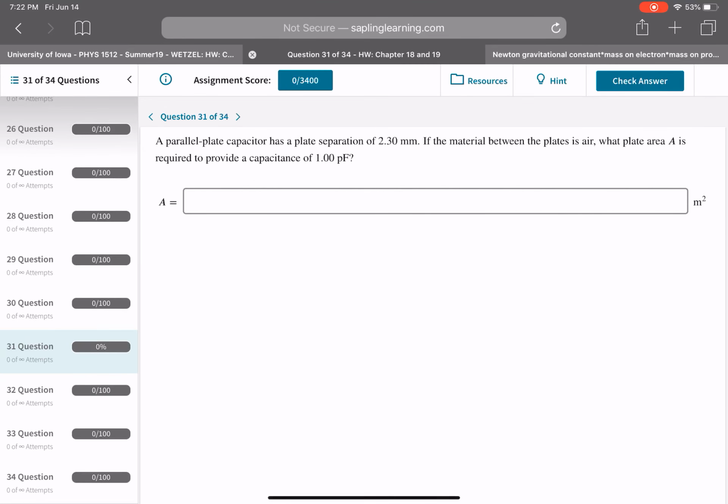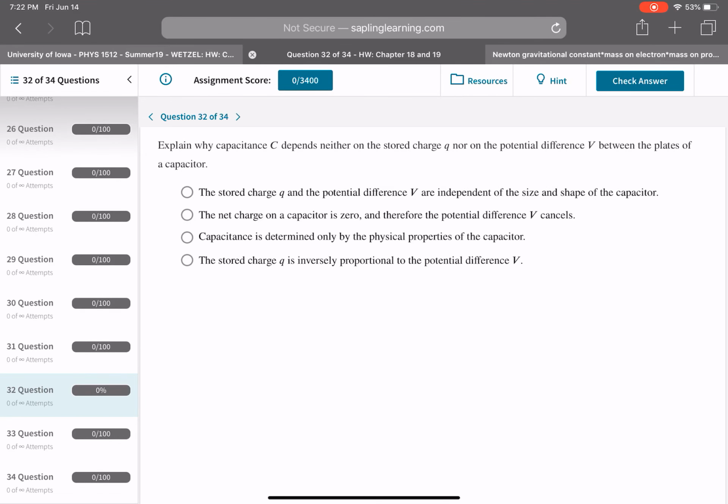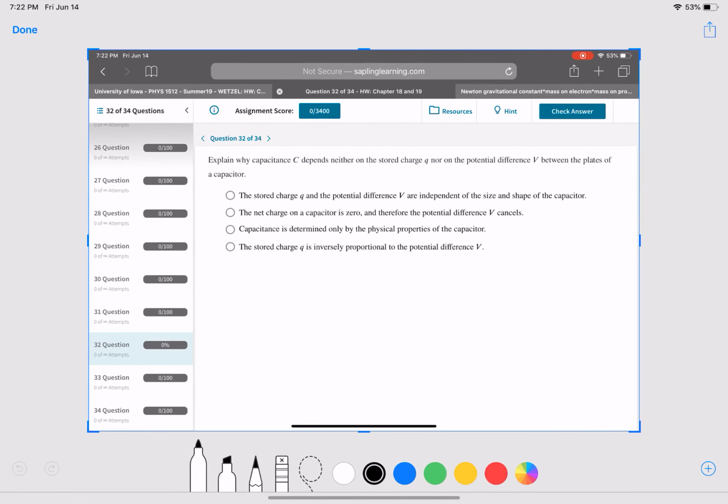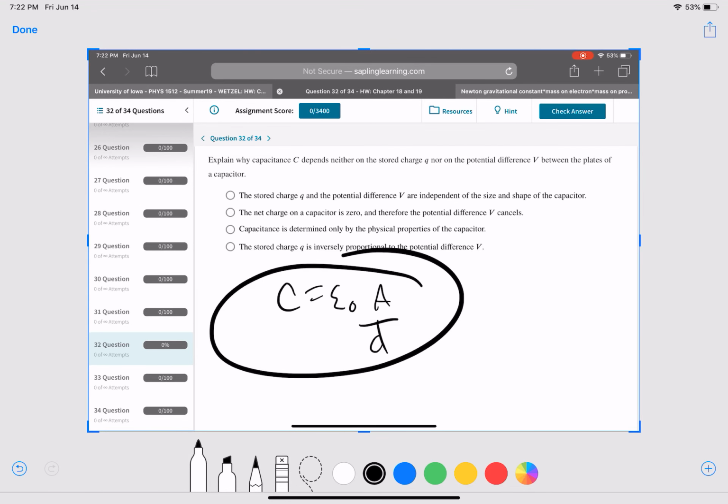Okay, and then 32. Explain why capacitance C depends neither on storage charge Q nor the potential difference V. And that is because C is epsilon naught A over D. Where in there is V or Q? Okay, delete.